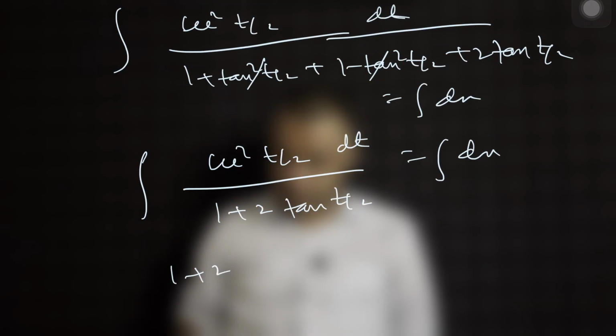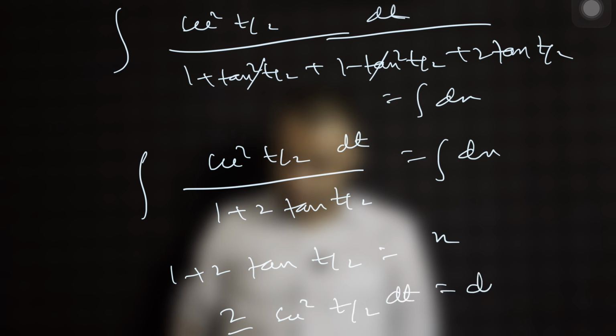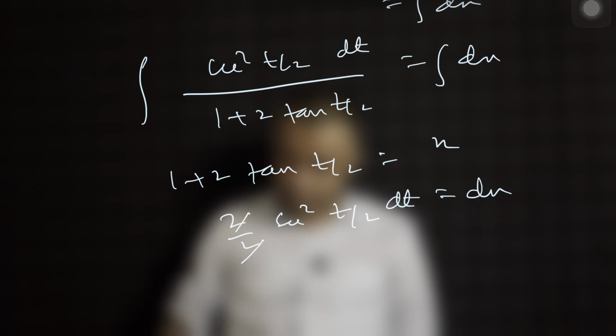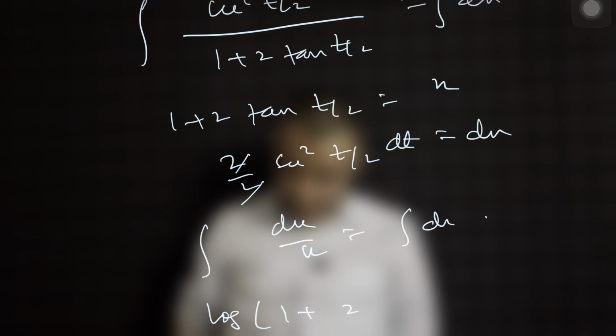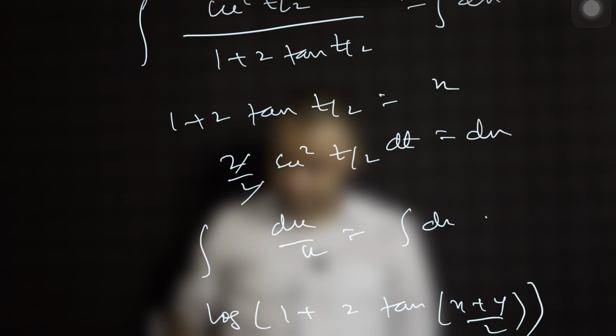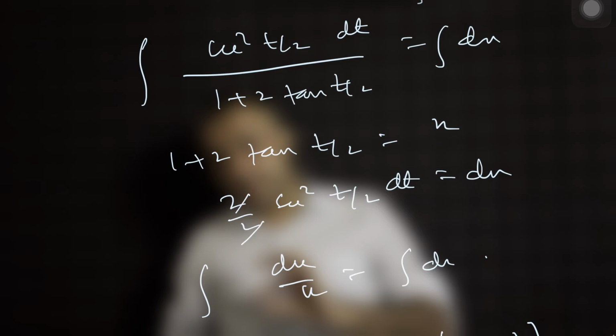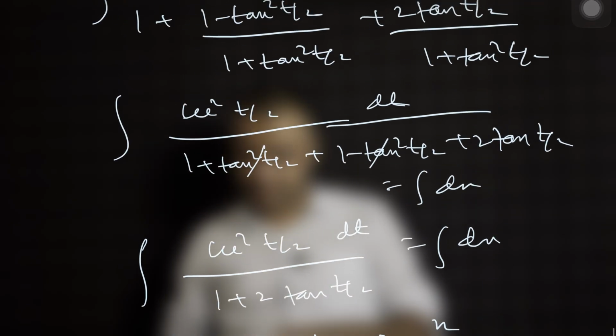So if I just put 1 plus 2 tan t by 2 is equal to u, so this is 2 by 2 sec square t by 2 dt is equal to du, and 2 get cancelled. So this is your du by u is equal to dx. So what do I have? I have log of 1 plus 2 times tan x plus y by 2 is equal to x plus c.